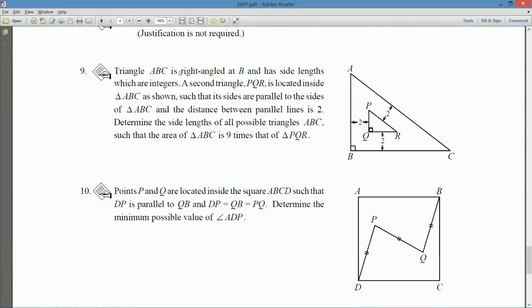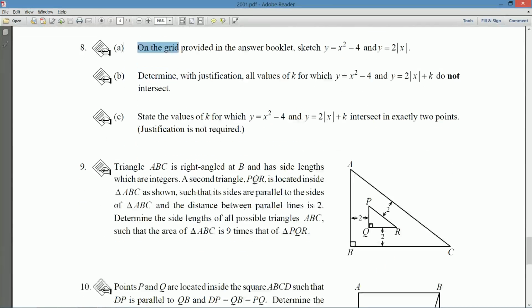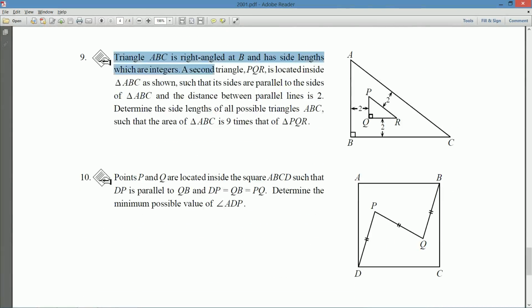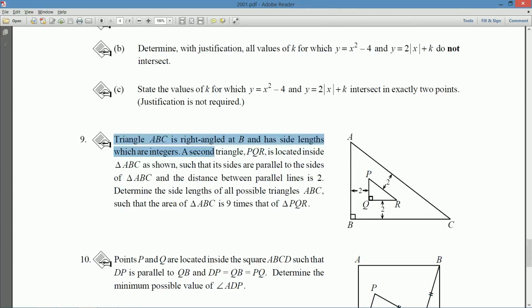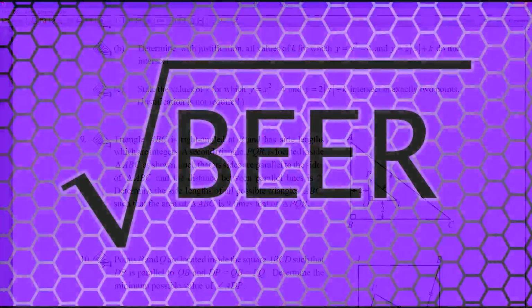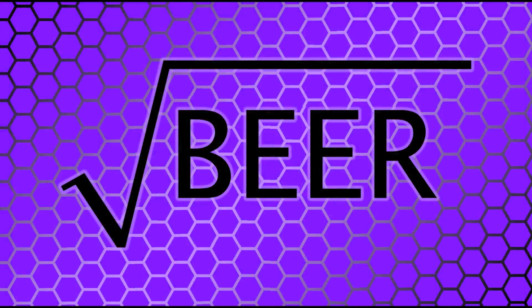The last question with parts, we did A, B, and C. So we'll move on to question number 9 and then finally question number 10, but we'll have to wait for those in the following video. So stay tuned, and I'll see you guys for question number 9 on the 2001 Euclid paper next time.